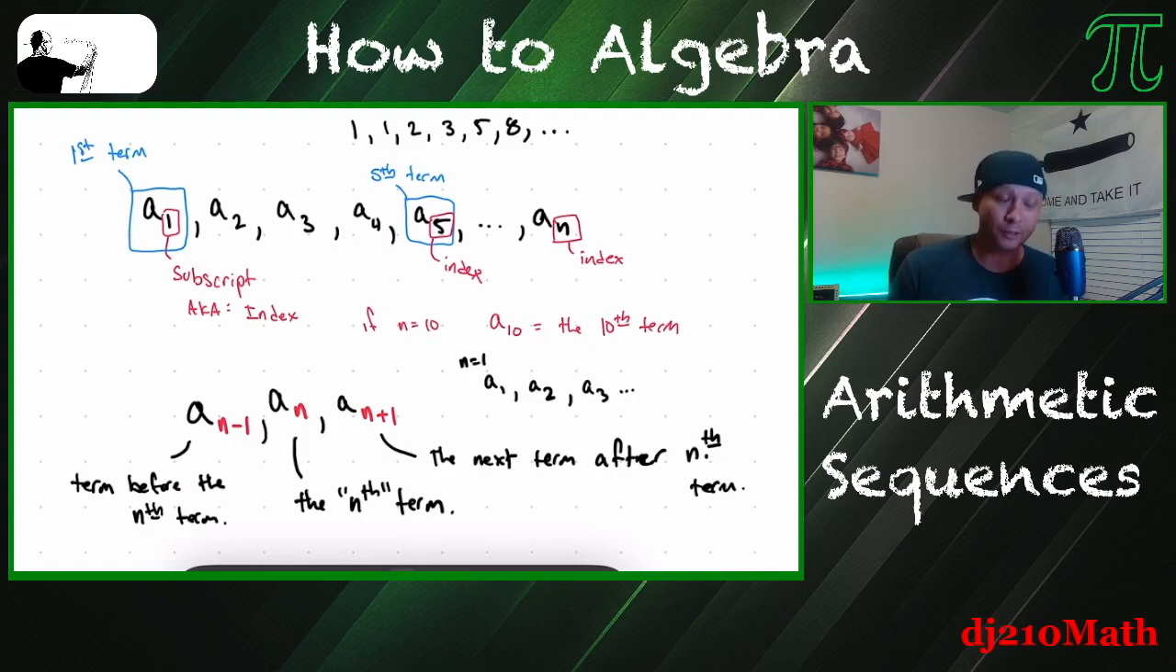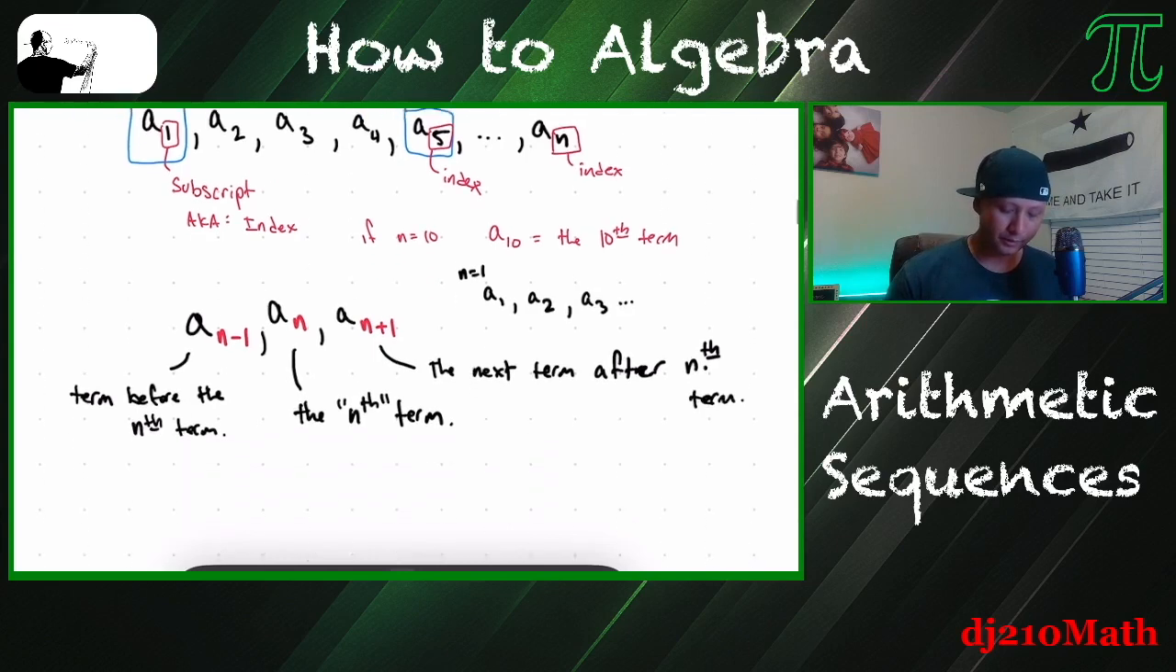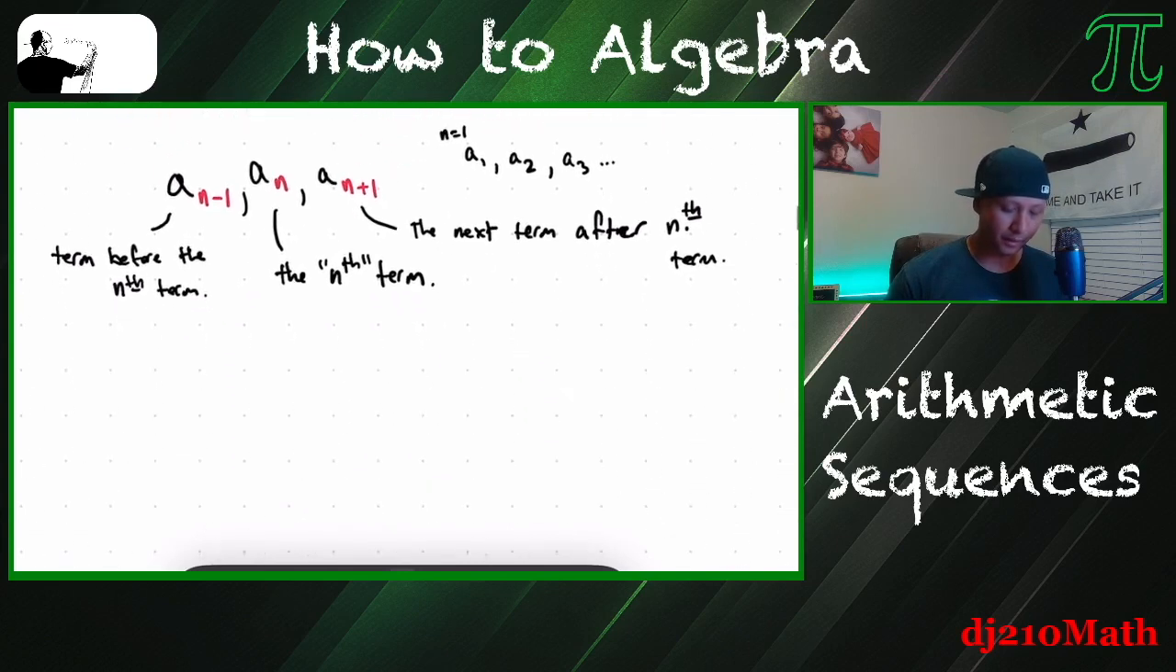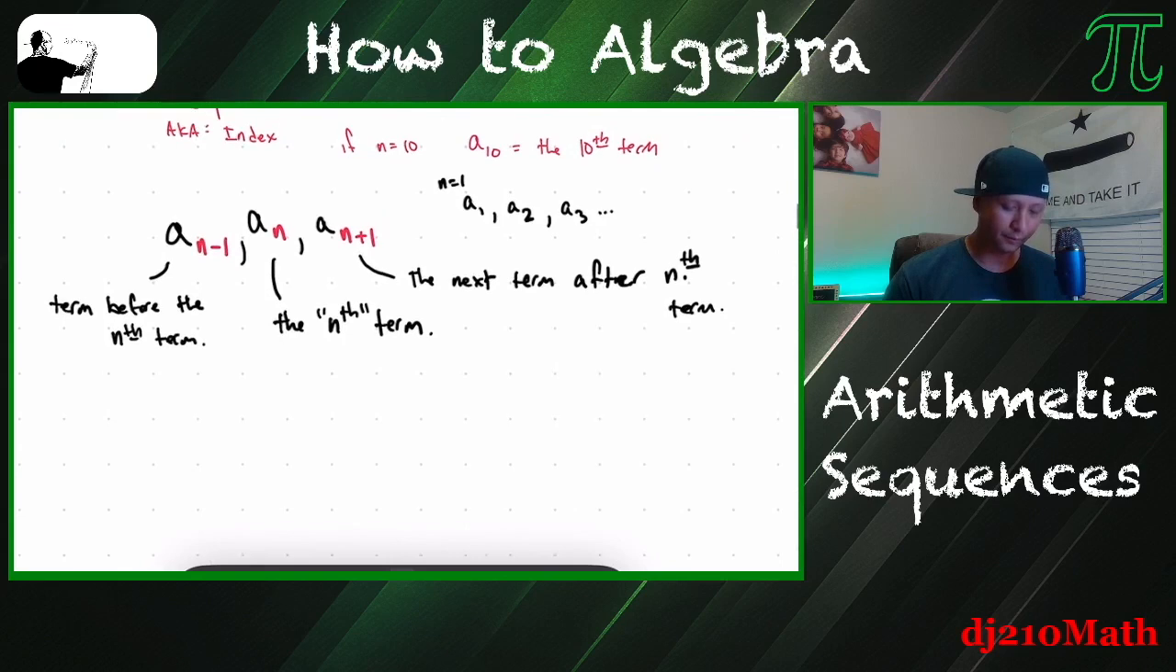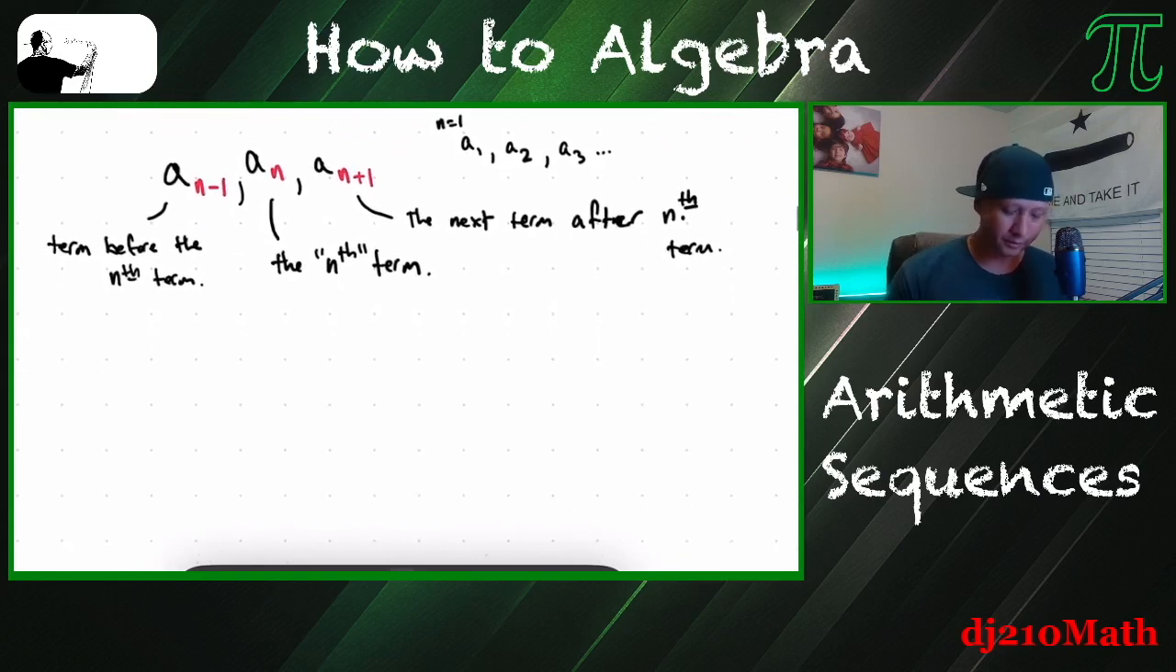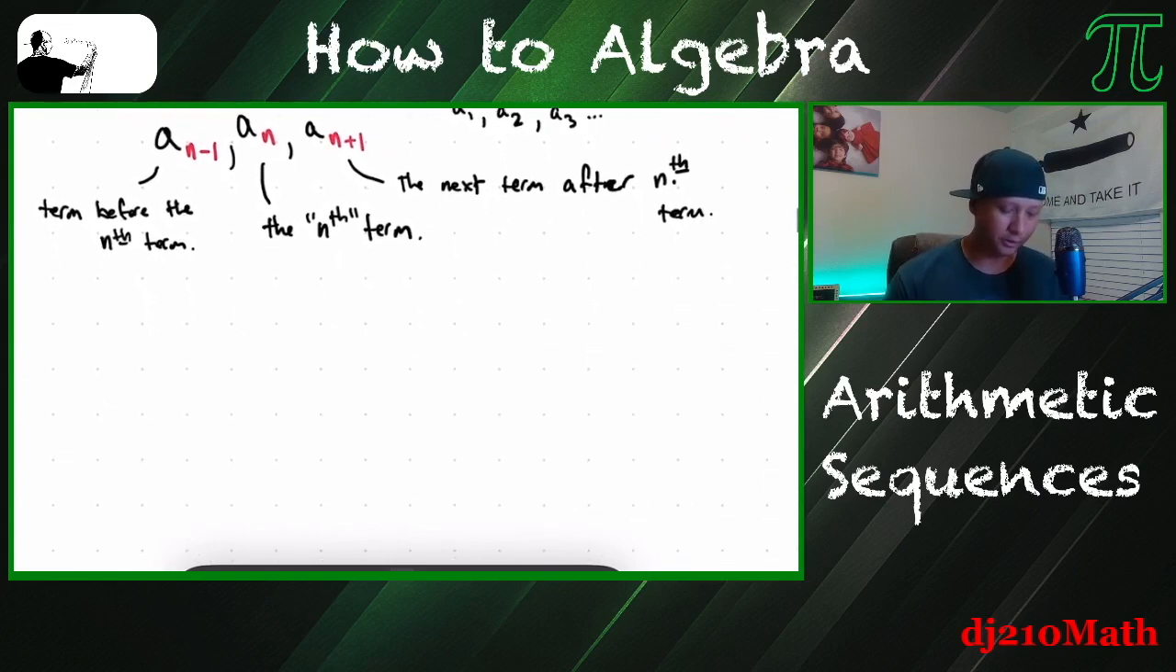In general, the way we refer to the terms, we use a sub n, n being the nth term. And then we can say a sub n plus 1, that is the next term after n, and a sub n minus 1, that's the term prior to n. All right, so we're going to use this in a couple of different ways. So far we've just talked about sequences. Now we're going to look at what an actual arithmetic sequence is.